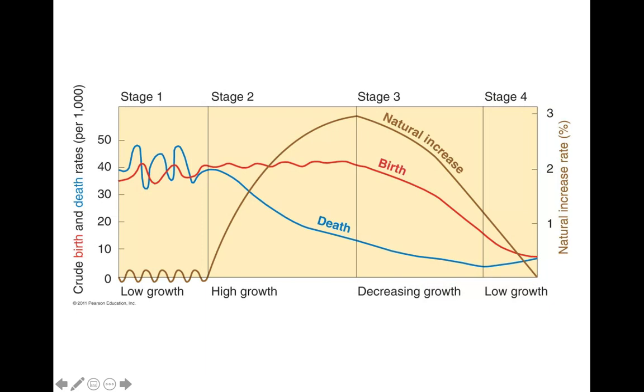Here we have Stage 1. You can see both the crude birth rates and the crude death rates are very high, which means that there is a near zero natural increase rate. Population is not growing, it is simply maintaining. Again, Stage 1 does not exist anymore.